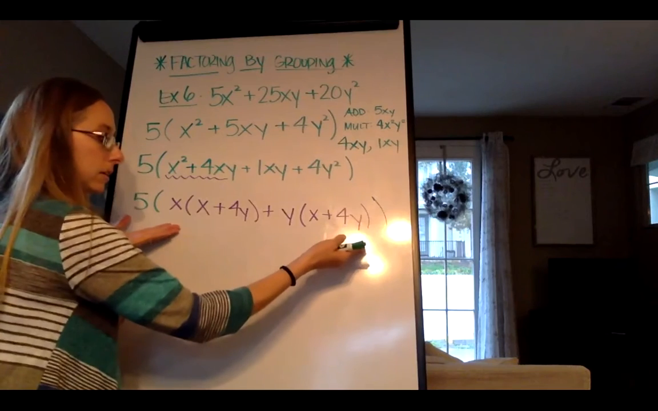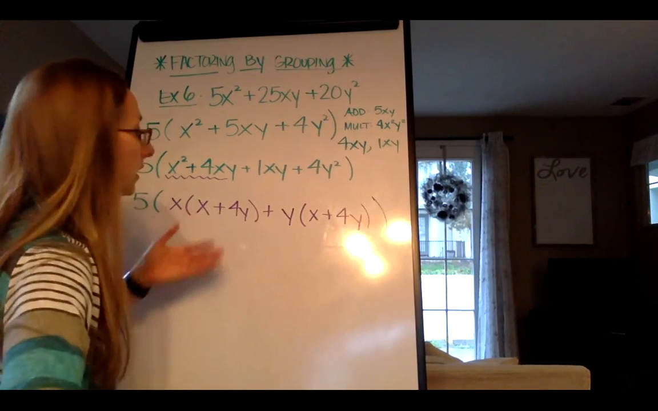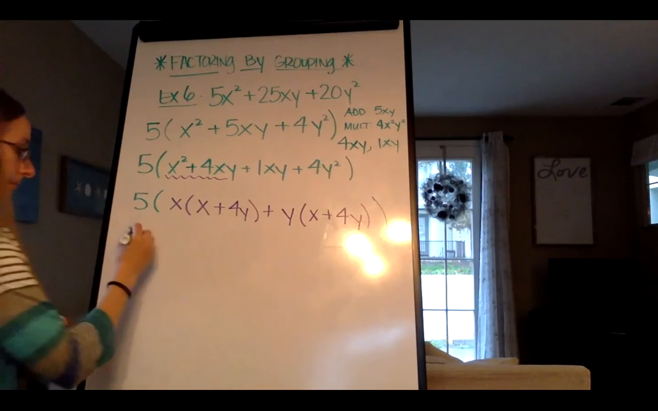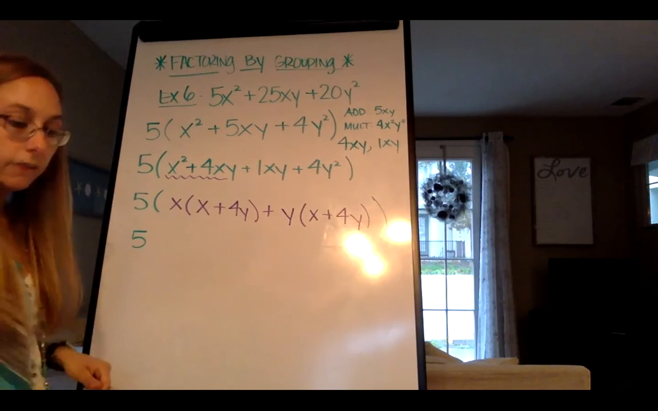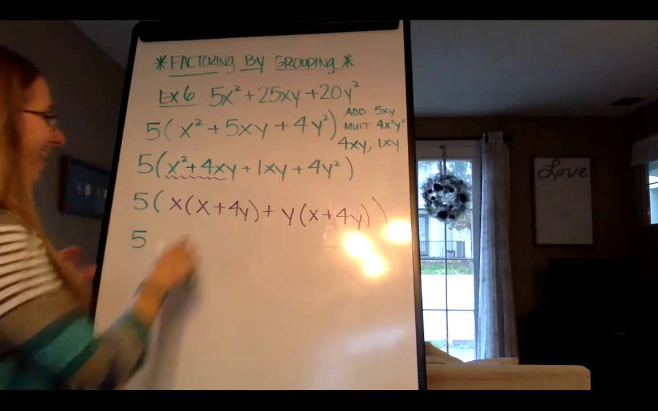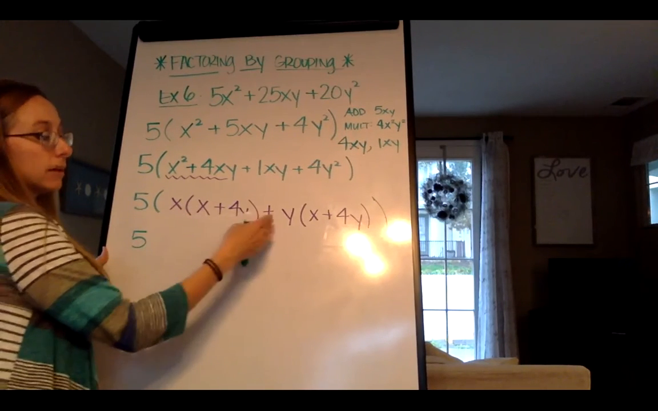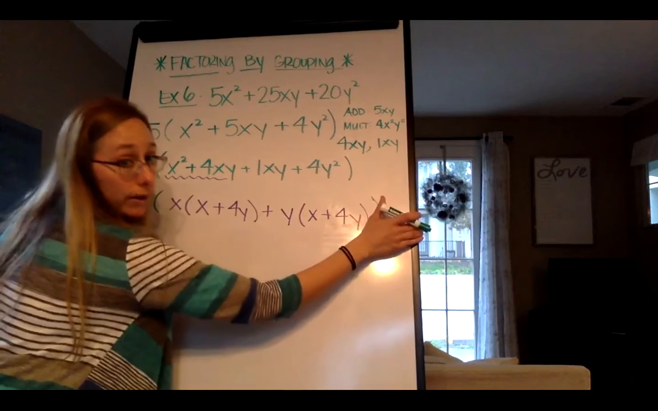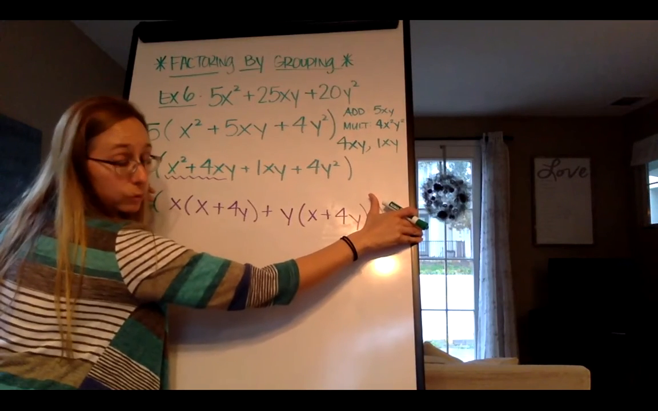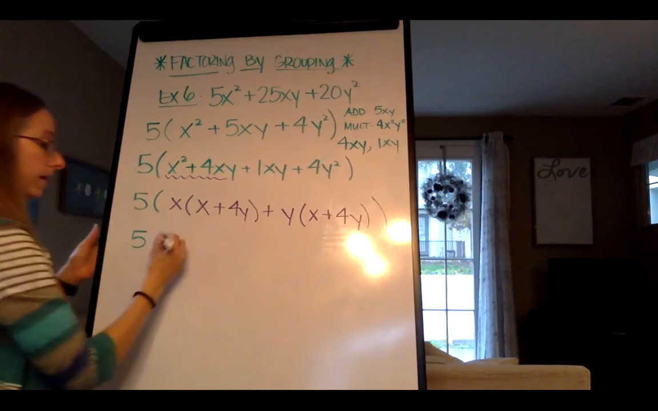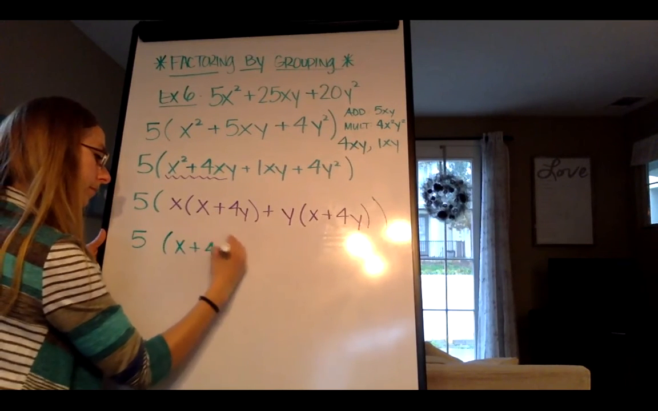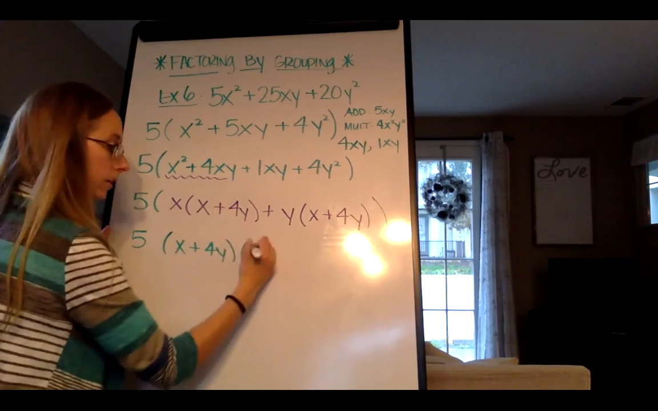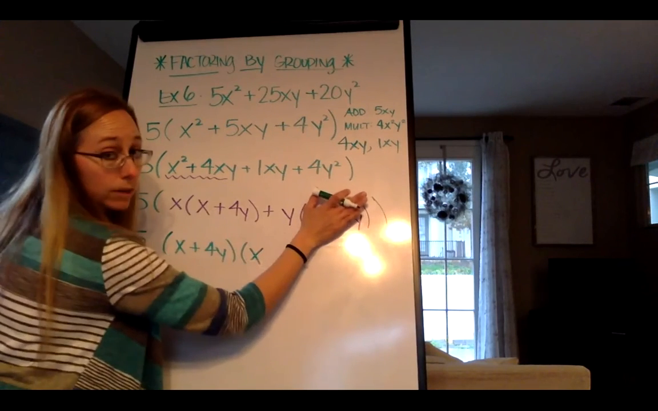So we have 5 times the factored form of the polynomial here. Again, we want to factor it by grouping, and the 5 comes along for the ride on the outside. So we have x times x plus 4y, plus y times x plus 4y. Looking at it as a whole, what can we factor out? We can factor out the x plus 4y, since they both have that in common. Factoring it out of the first group, we have x left over. Factoring it out of the second group, we're left over with y.